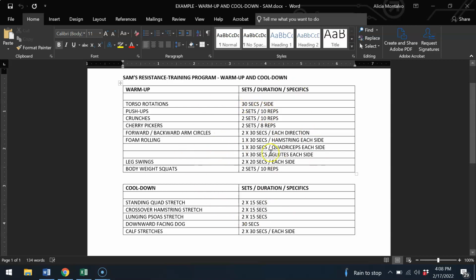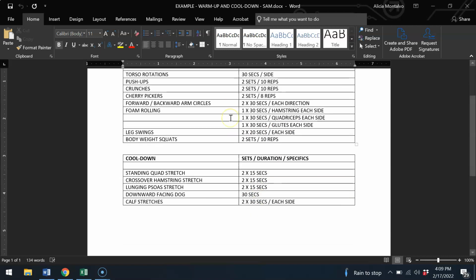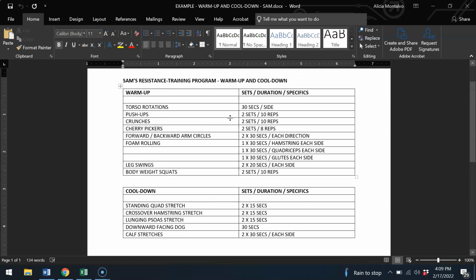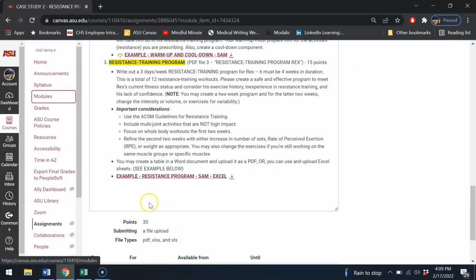I don't care for this sample. I don't feel that it follows ACSM guidelines. I don't feel like the structure is very good. It may or may not meet the expectation of whatever the person needs, but I just am not a huge fan of this. Now we're going to move into the resistance training program.